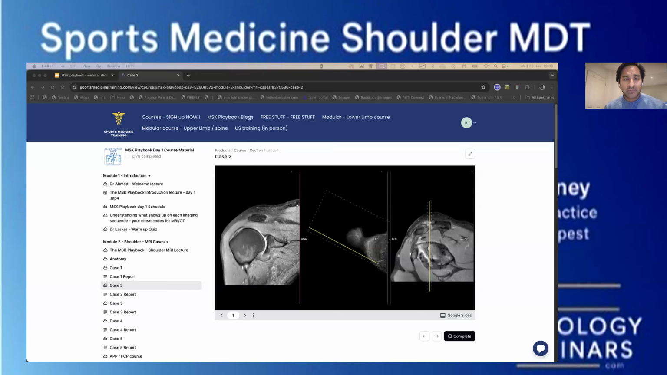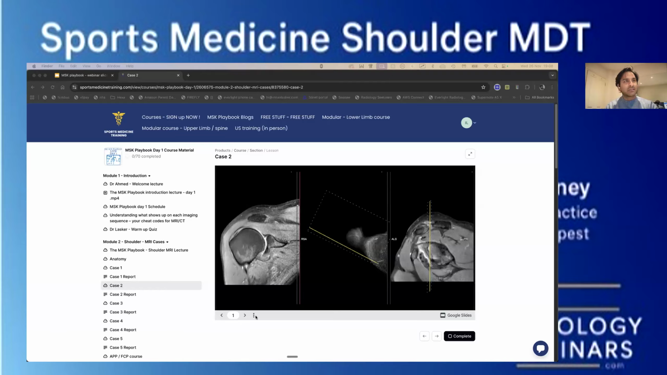So hi everyone, my name is Dr. Lasker. I'm the consultant radiologist. Hopefully you can see my screen. Could I just get someone to confirm that you guys can see the scan on my screen? Irfan, can you see it? Yeah. Okay, cool.